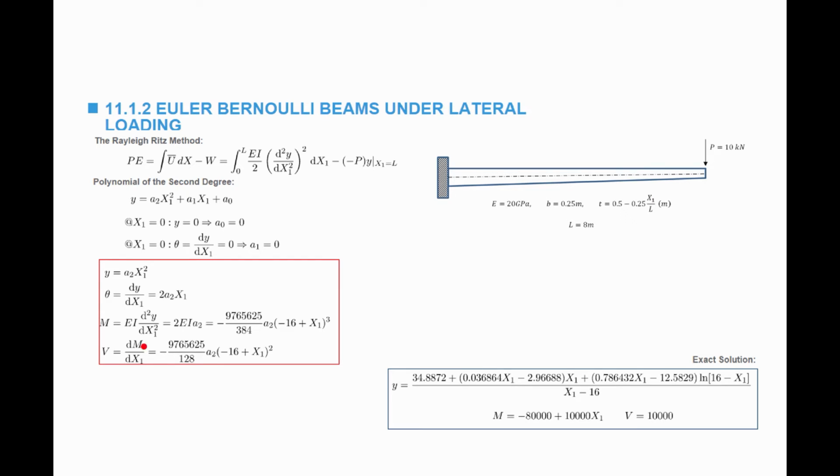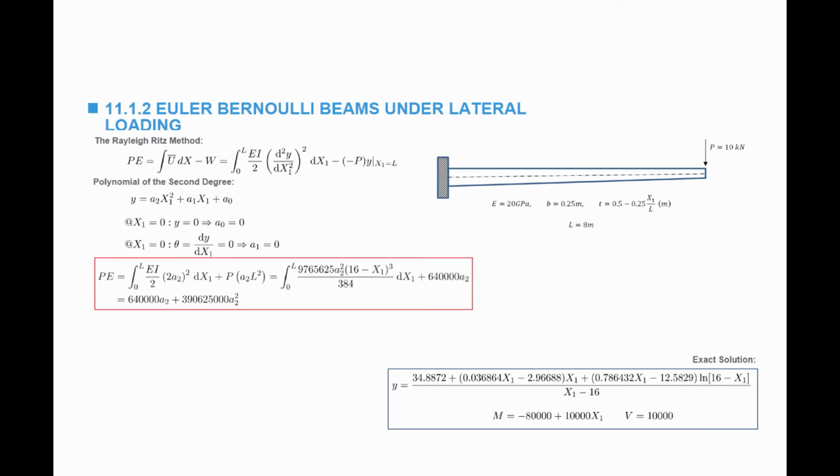And the shear is equal to dM by dx1, which is equal to this equation when we take the derivative of this equation with respect to x1. So now we're going to substitute in the equation for the potential energy of the system: EI over 2 multiplied by the second derivative of y with respect to x1 squared, all squared, so 2a2 all squared, plus the force P multiplied by the displacement at the free end. The displacement at the free end is equal to a2 multiplied by L squared.